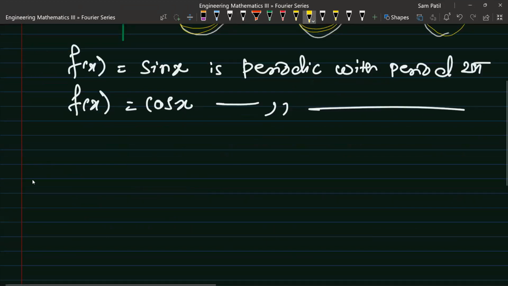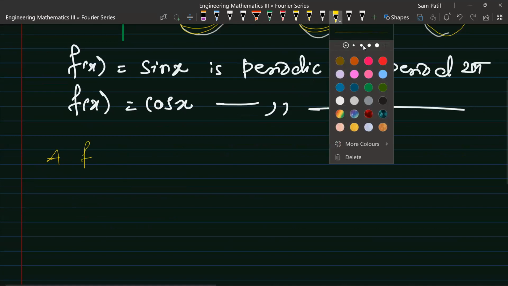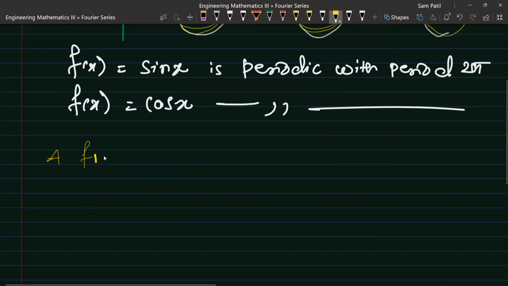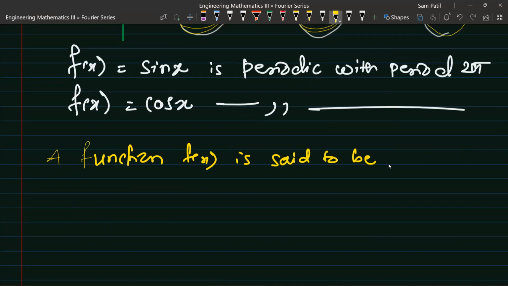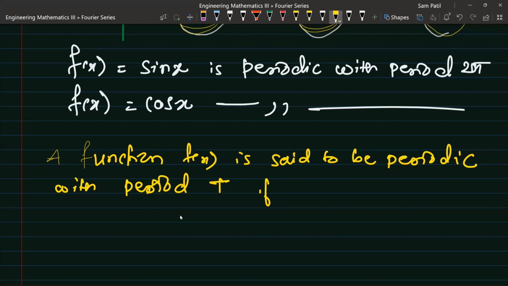Suppose we have a function f(x). A function f(x) is said to be periodic with period T if f(x) is the same as f(x + T).